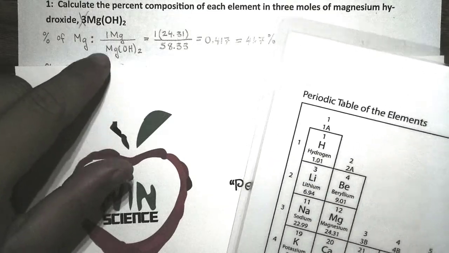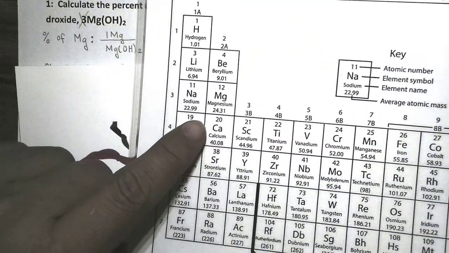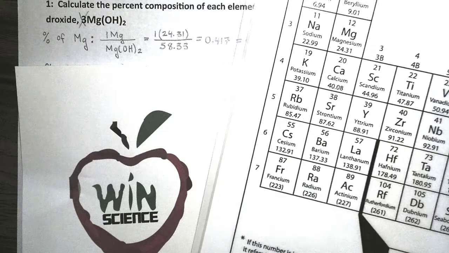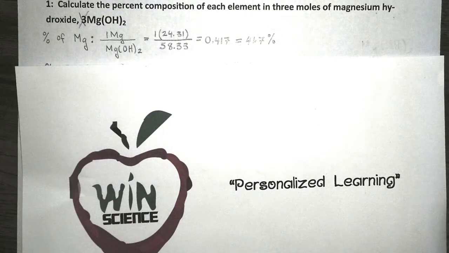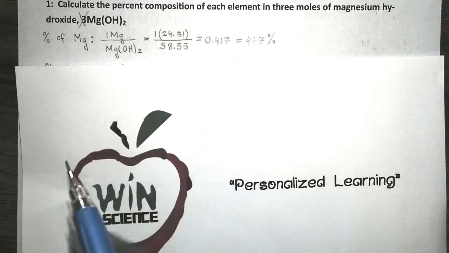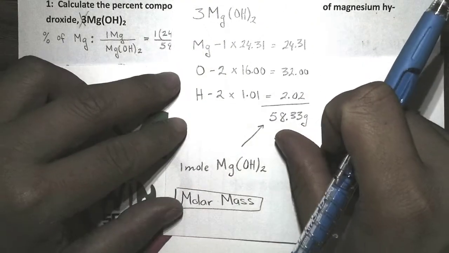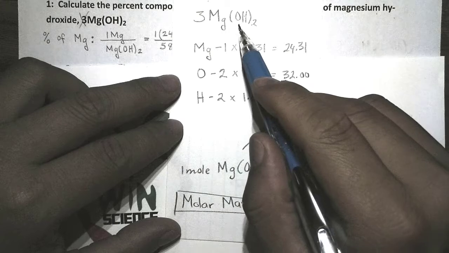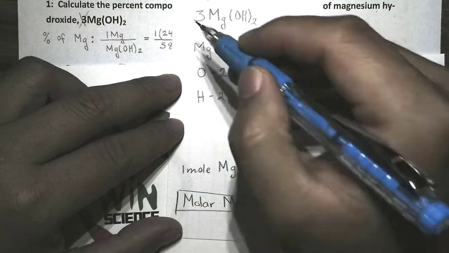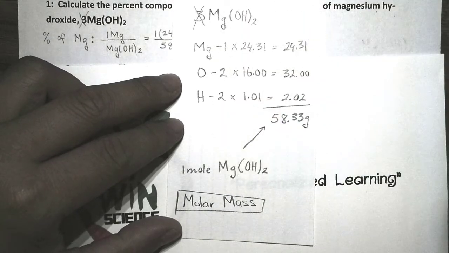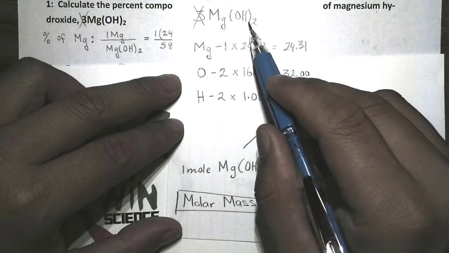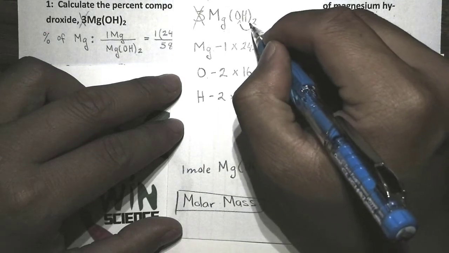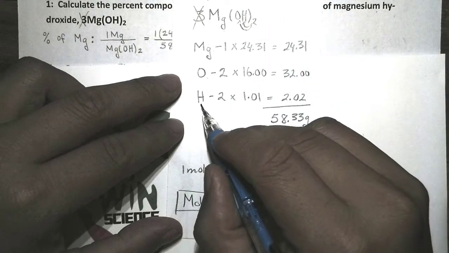And the mass for magnesium is, on the periodic table, 24.31. But how do we figure out the mass of magnesium hydroxide? Of course, we have to calculate the molar mass for magnesium hydroxide. And here again, I have 3 moles of magnesium hydroxide, but we don't really care about the 3. We're only looking for one compound. Magnesium, we have 1. Oxygen, we have 2, because this is distributed inside the parentheses. And hydrogen, we have 2.